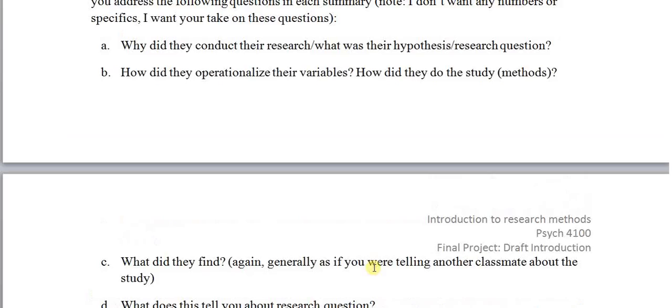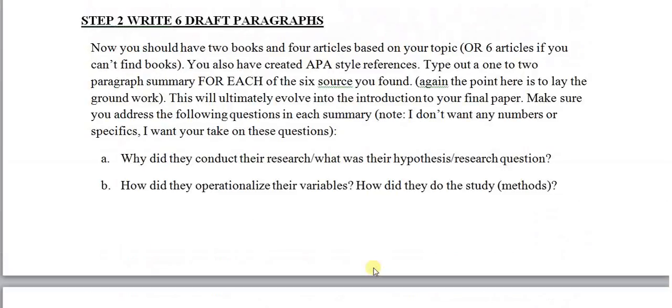What did you learn? Importantly, for these paragraphs, there's not a right answer here. I'm not looking for how accurately you summarize these articles. Think about what we talked about when we talked about paraphrasing and putting this into your own words. I don't care exactly what their results were, or exactly what their methods were. What I care about is your understanding of their study, what it means to you, what you learned from it, and how that relates to your topic of interest.